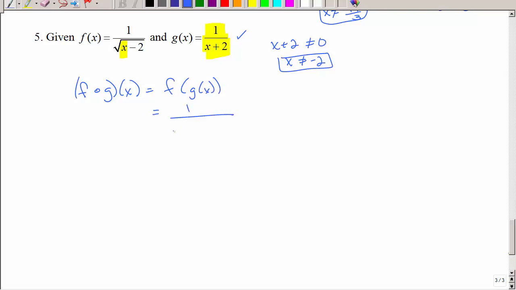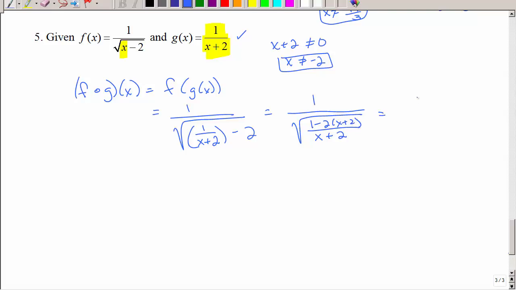So we have 1 over the square root of something minus 2. And what is that something? That. Now, how do you simplify that? Well, how about let's find a common denominator, which is x plus 2. Let's simplify that. Keep going. We're going to collect like terms.